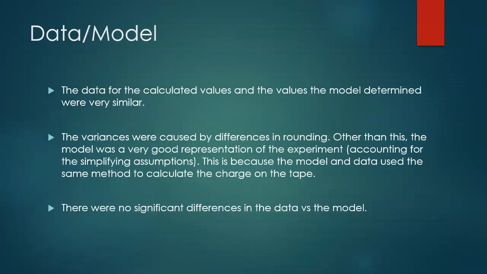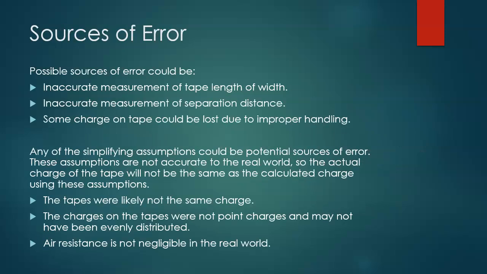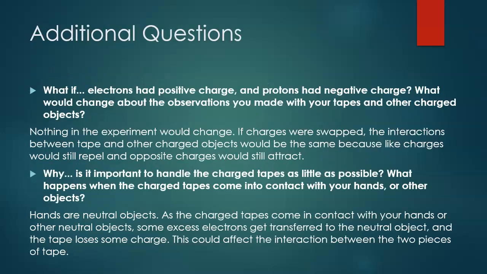The model and data use the same method to calculate the charge on the tape, so there are no significant differences in the data versus the model. Some sources of error could be inaccurately measuring tape length or width, which would create a different surface area, which would then result in the number of atoms being incorrect. Additionally, inaccurate measurements of separation distance would create error in the lab, and losing charge on tape due to handling could also create error. Also, any of the simplifying assumptions do cause error, but they're assumed in the lab to make it simpler.